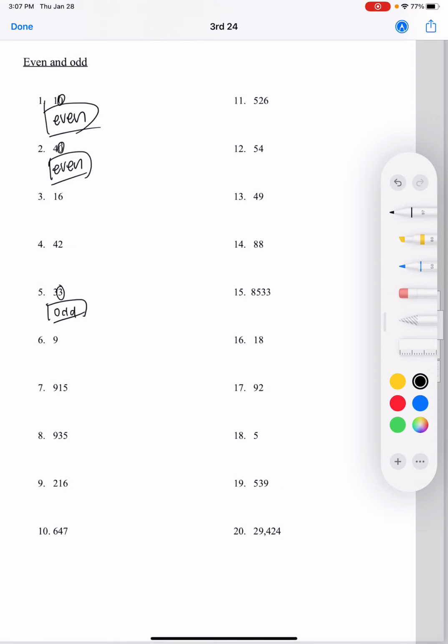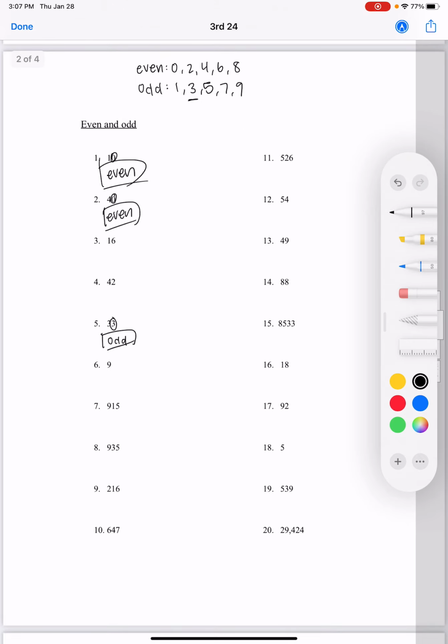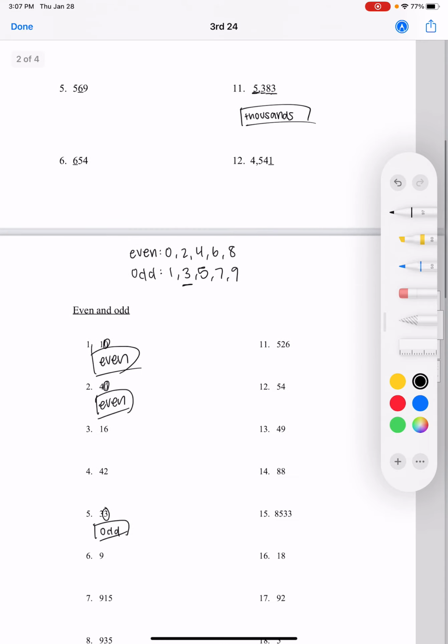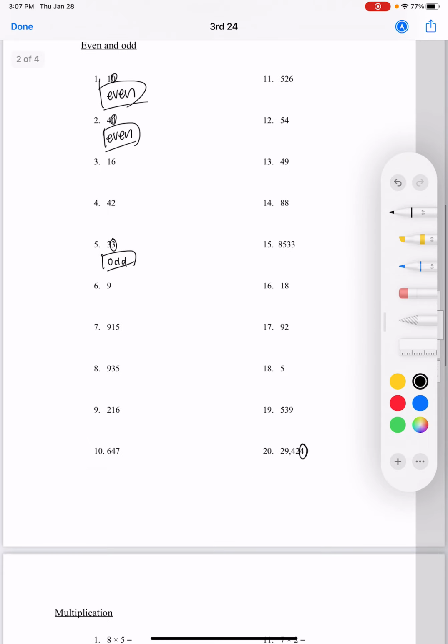Okay, let's try number 29,424. Even though this number may look big, you only have to look at this last number, and that number is 4, and we can see that 4 is over here in the evens, which means that it is an even number.